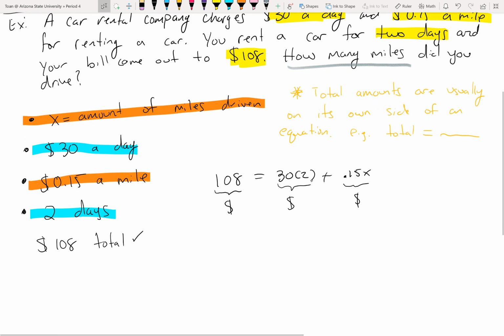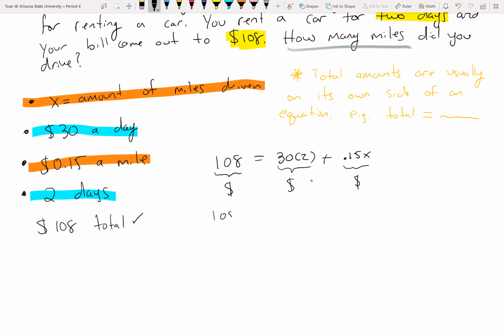Can I assume we're all okay with solving a linear equation? Yeah, so I'm just going to fast forward through this. So 108, that's 60, plus 0.15x. Subtract the 60, that's a 48. Divide out the 0.15, and I think if I remember from the previous classes, that's going to be 320. Right.